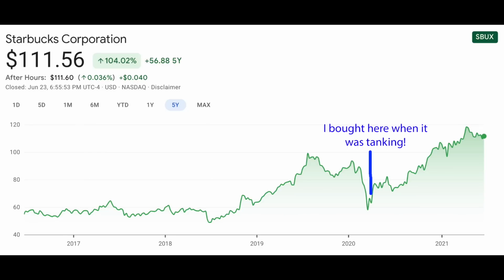I bought it when everyone was scared of Starbucks. Am I buying it now when Starbucks is going towards all-time highs? No, I'm not buying it now. And so I just like to incorporate an element in my stock market investing strategy of contrarian investing. It's really important as an investor to be a contrarian and to buy when others are headed for the hills.